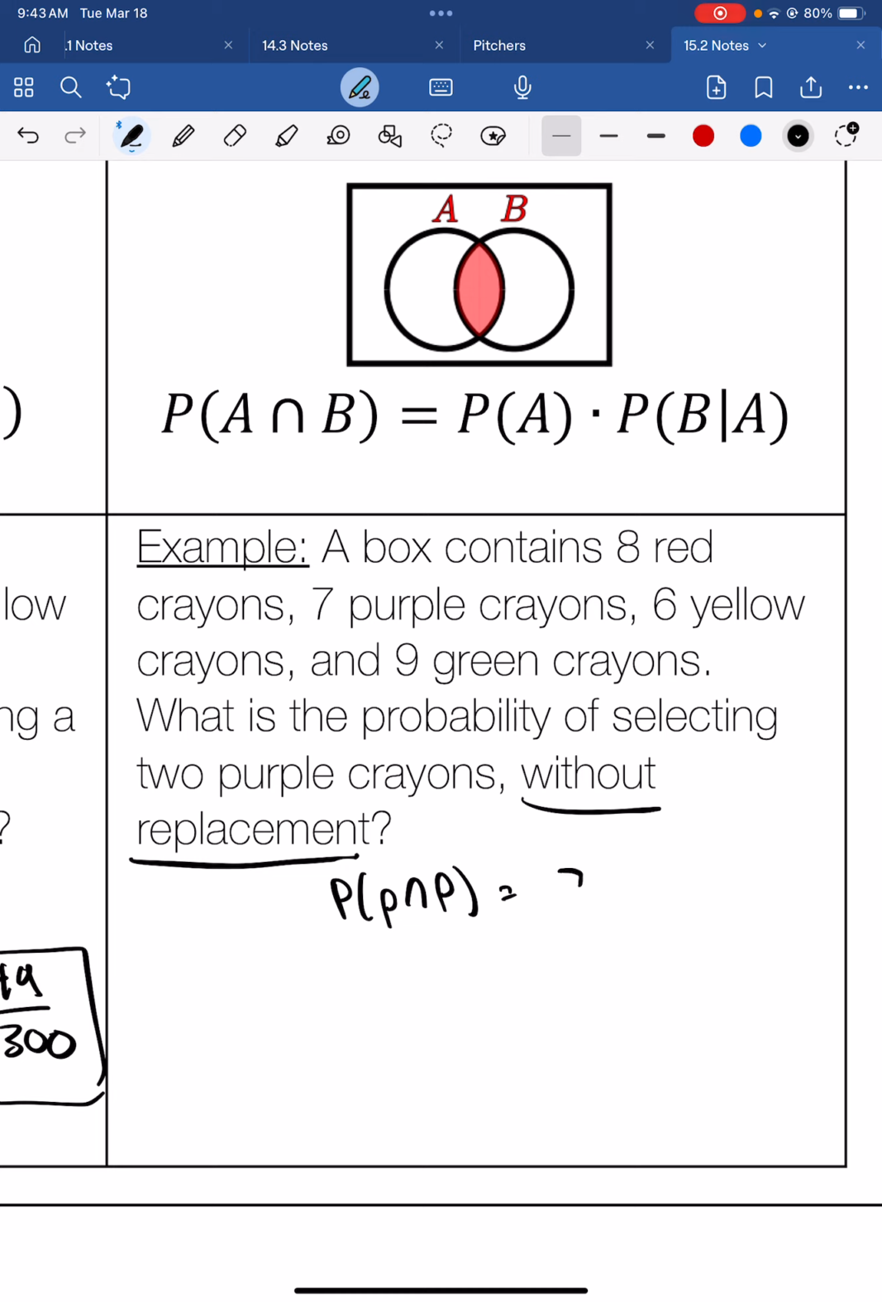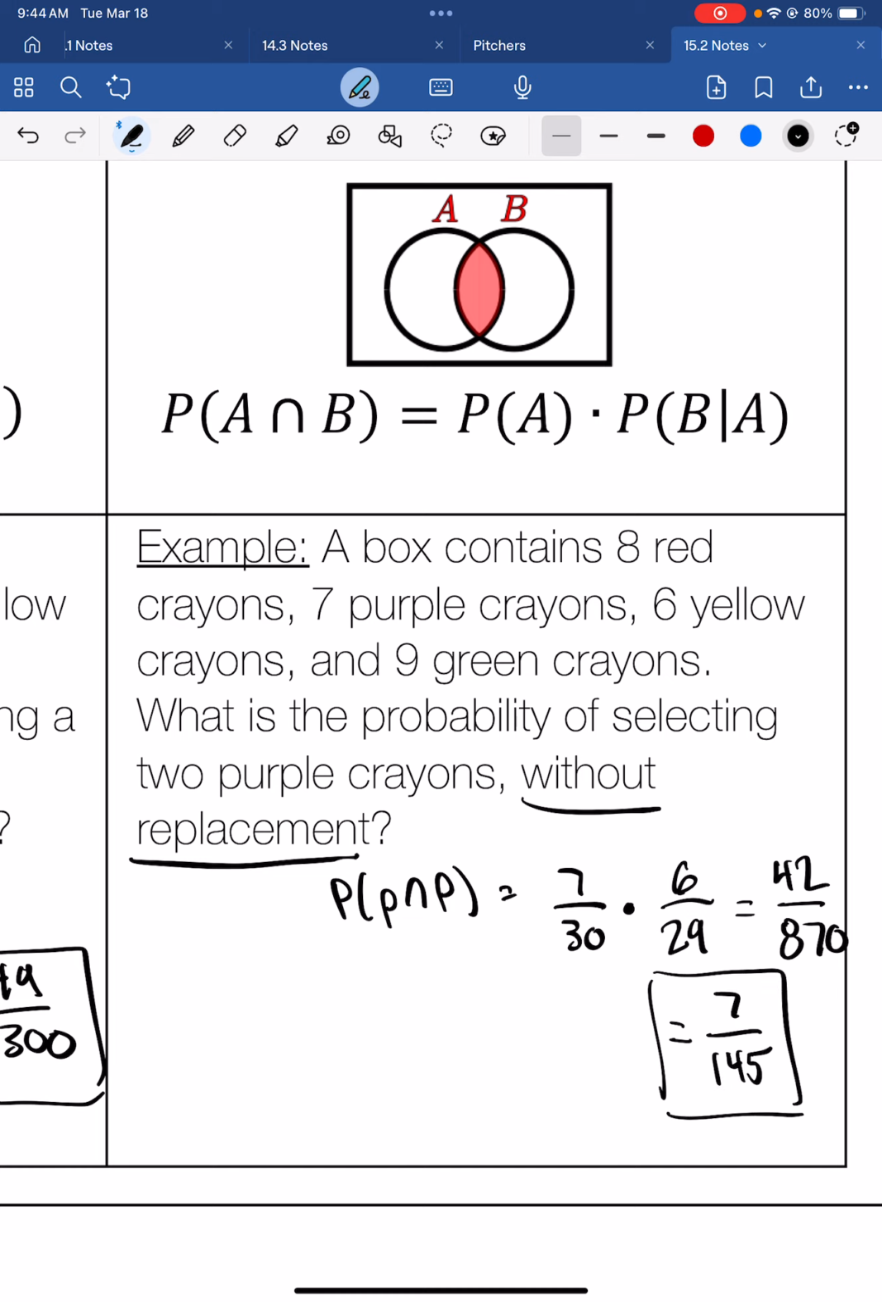Well, the first time we said it's 7 out of 30. And then the second time, though, now there's only 6 purple crayons in there because the one that we already drew out, we left out. And then there's only a total of 29 crayons left because we took one of them out and left it out. So when we multiply this, you're going to get 42/870. And if we reduce this down a little more, we'll get 7/145 would be the probability of that happening.